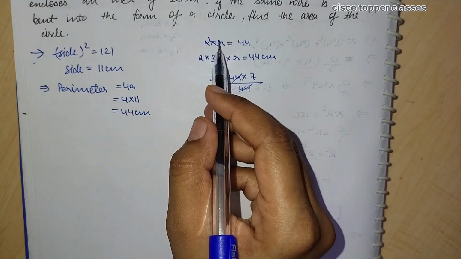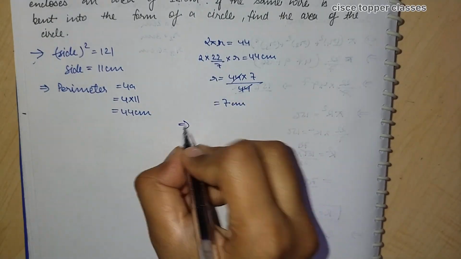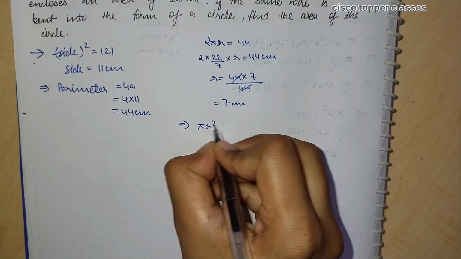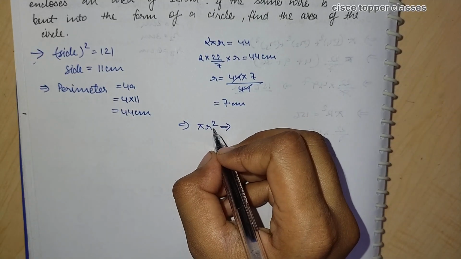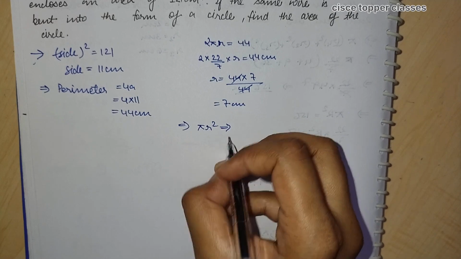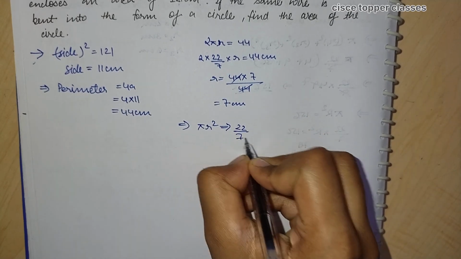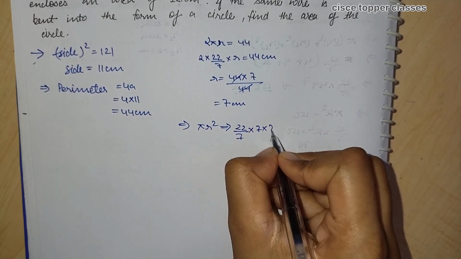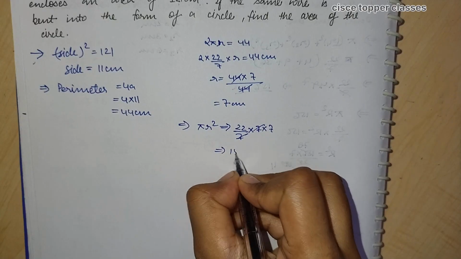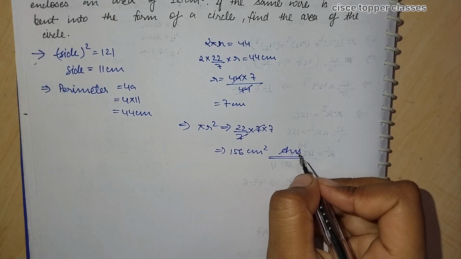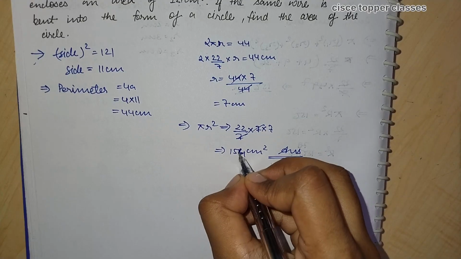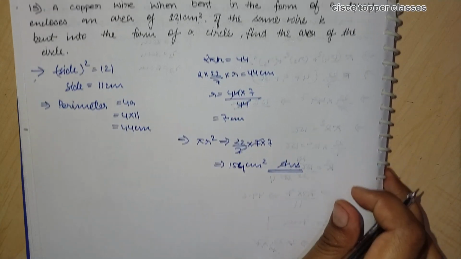Because we have found the radius, from that radius only we can apply the formula pi r square. If the wire is bent in the form of a circle, so here this will be 22 by 7 into 7 into 7. This will be cancelled out and it will be 154 centimeters square. So this is the final answer here in this question. So this is the solution of the 15th question.